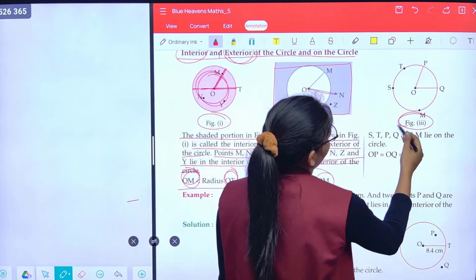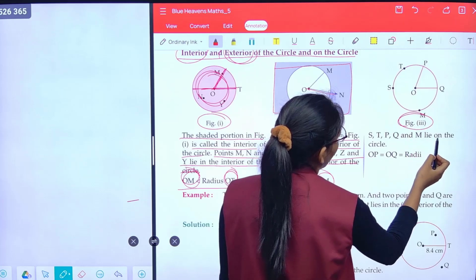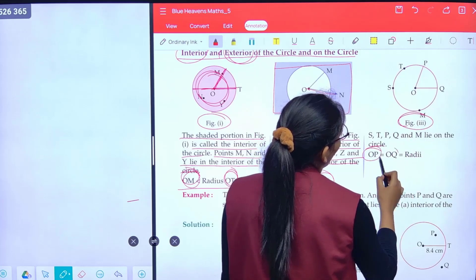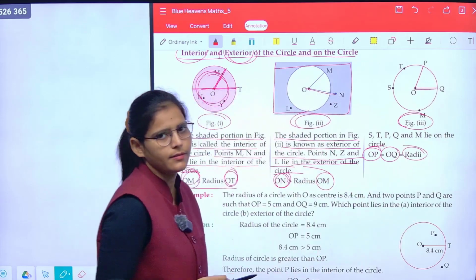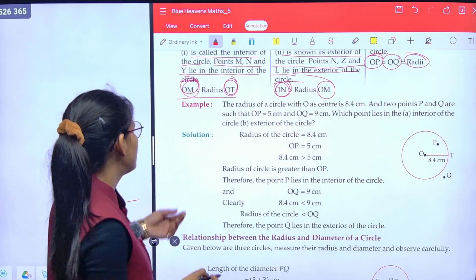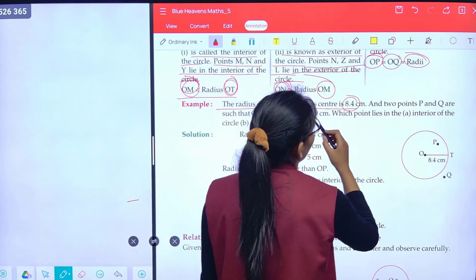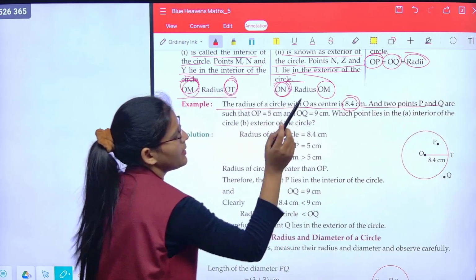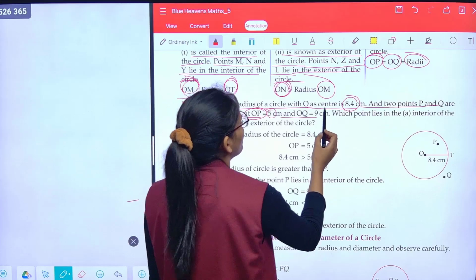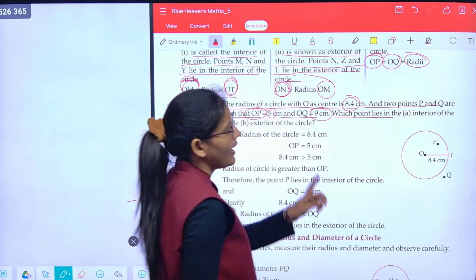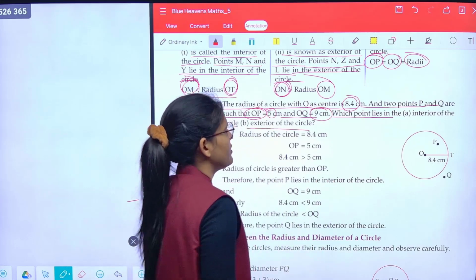Now class, see figure 3. S, T, P, Q and M lie on the circle. OP, OQ, they both are equal radius. Now class, see the example. The radius of a circle with O as center is 8.4 centimeter and 2 points P and Q are such that OP is equal to 5 centimeter and OQ is 9 centimeter. Which point lies in the A interior of the circle, B exterior of the circle.